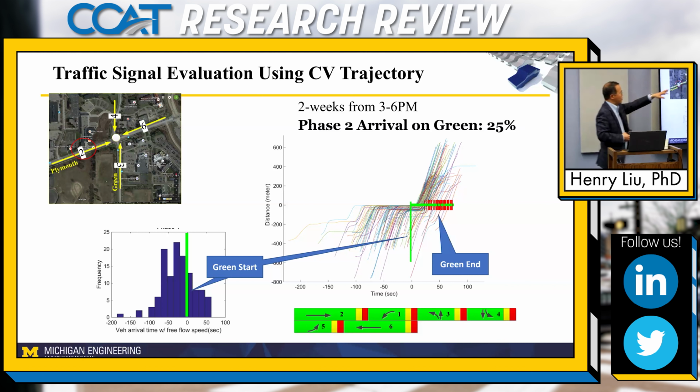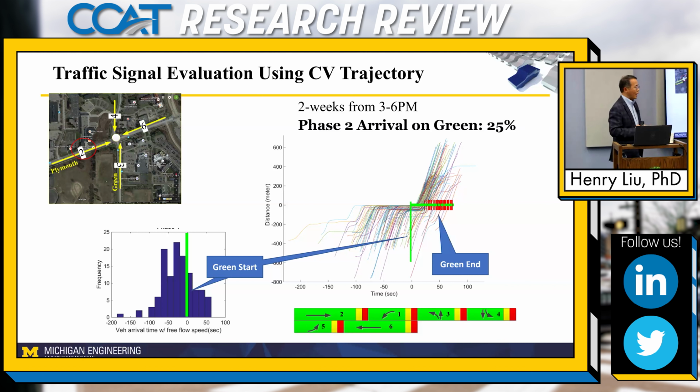So this is 3 to 6 p.m. in the afternoon. The traffic flow is a lot of people leaving the City of Ann Arbor going home, right? And let's just look at the vehicle arrivals at this intersection. As I mentioned, we know the trajectory when they come to the intersection within the communication range. We know these connected vehicle trajectories, and all of these are vehicle trajectories. And this was in 2016.